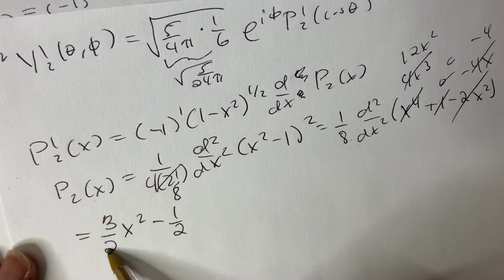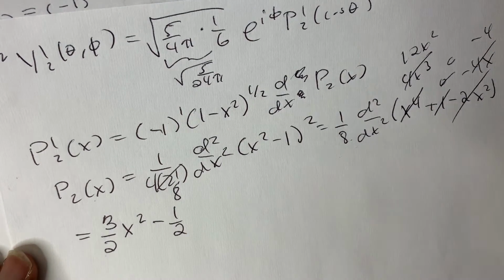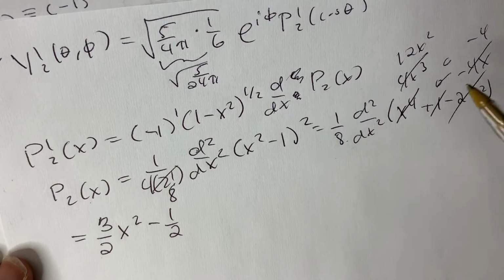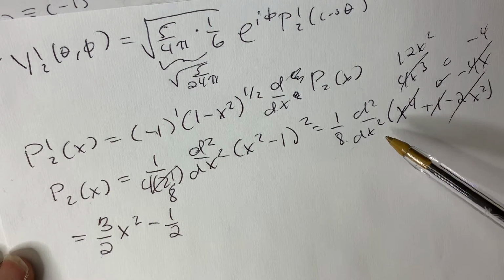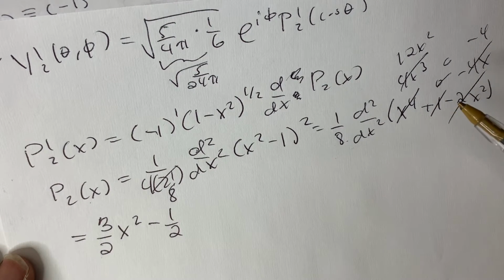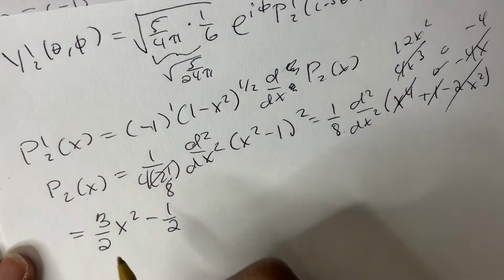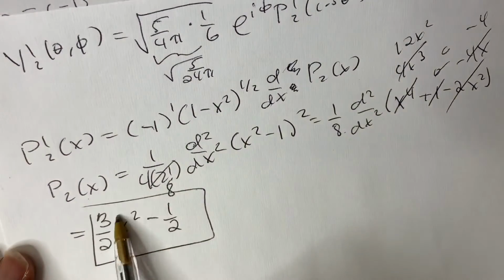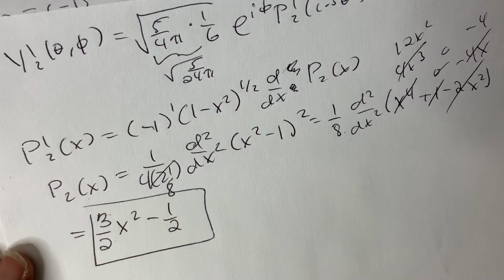Okay. Oops. Well, we made a slight mistake. Oh, no. There's no mistake. My bad. Okay. Yeah, this is correct. So this is 3 over 2 x squared minus 1/2.